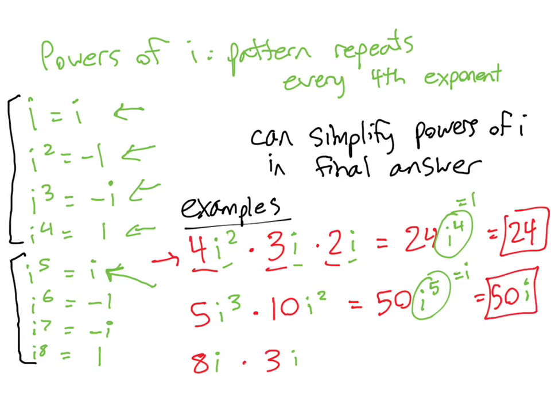And in this final example, we've got two coefficients to multiply. 8 times 3 gives us 24. i times i is i squared. And i squared simplifies to negative 1. That's the definition of i, it's the number whose square is negative 1. And 24 times negative 1 is equal to negative 24.